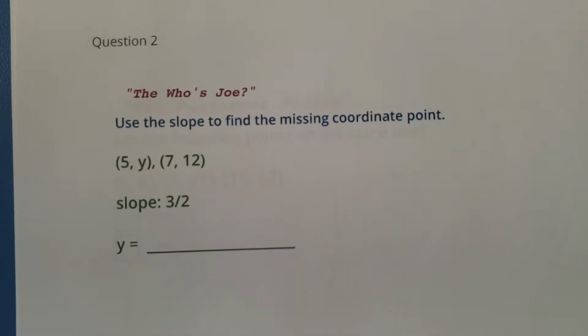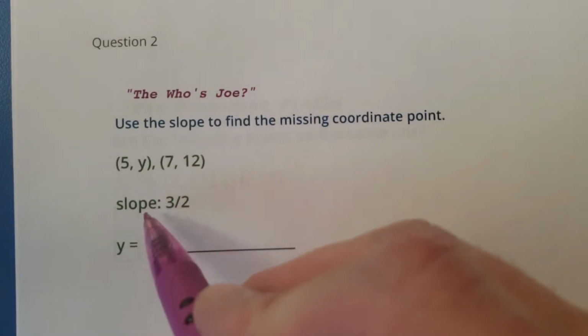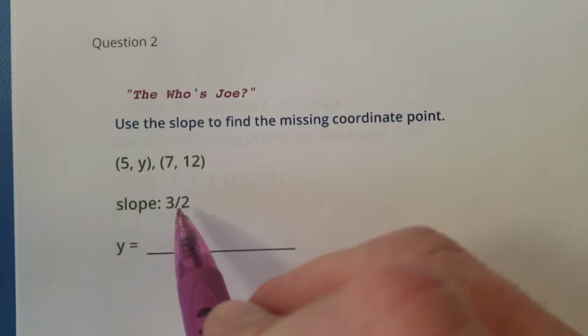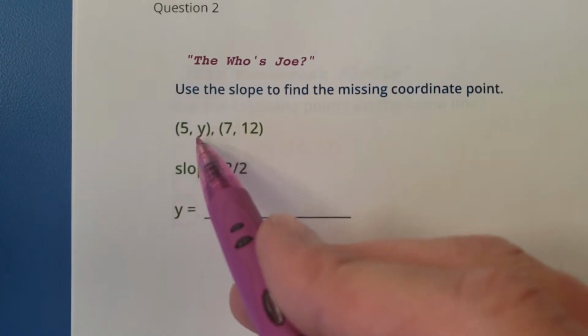Hello, students. We're going to do the Who's Joe question here. Use the slope to find the missing coordinate point. Okay, so we have a slope. Oh, we're given the slope. The slope is 3/2. And we got to find the missing y value.